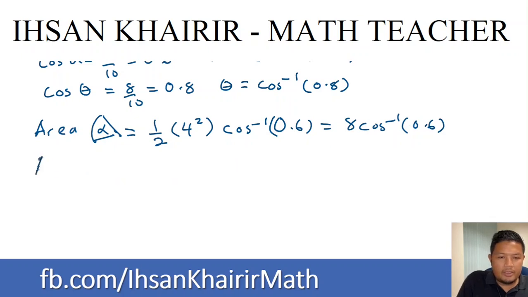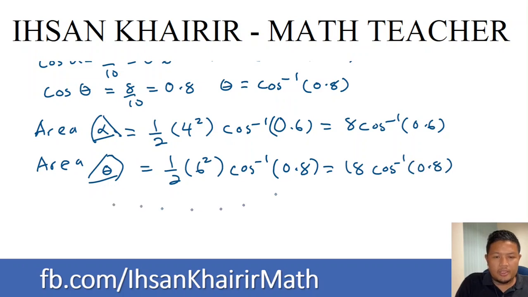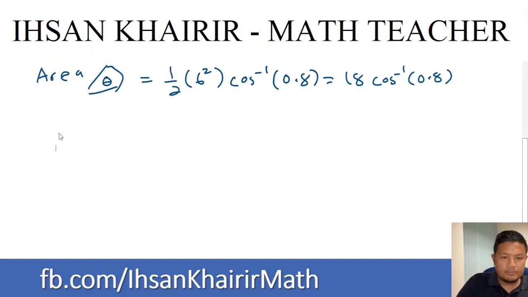Then the area of the biggest sector there, let's call it sector theta, is half r squared theta. This one is 6 squared times inverse cosine 0.8. That would be 6 squared, 36, divided by 2, that's 18, so 18 inverse cosine 0.8.